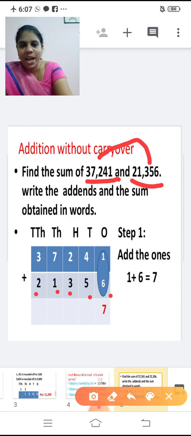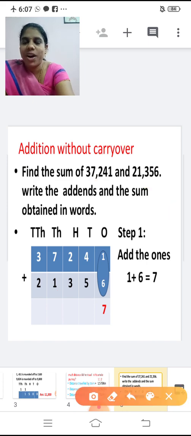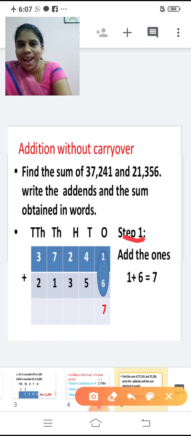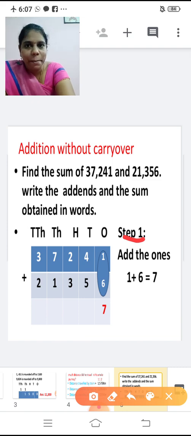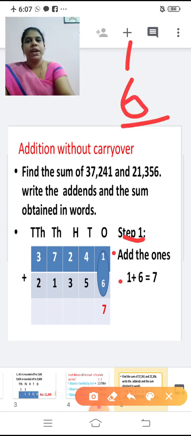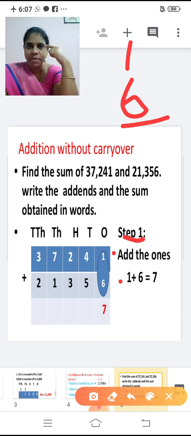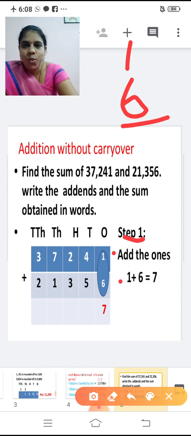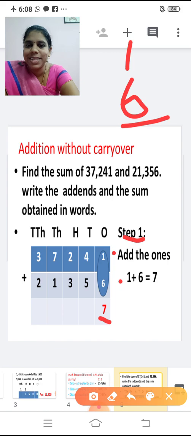Now shall we add these? How will you add the numbers? First step is we are going to add the ones place. What are the numbers in the ones place? 1 and 6. So add 1 plus 6 and tell me the answer now, children. We can add in any order, right? Keep 6 in mind. After 6 we add 1 number. After 6, 7. So 1 plus 6 is 7. Write it below the ones place.